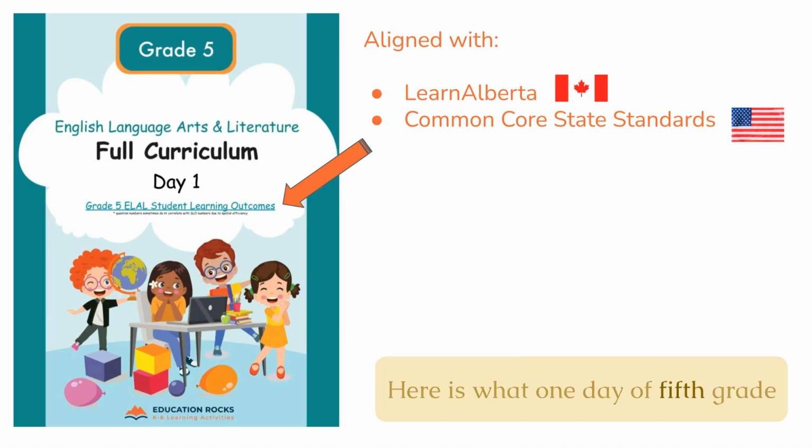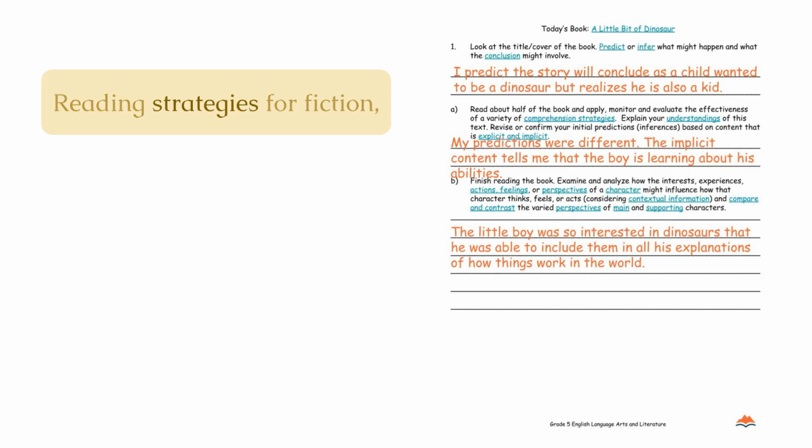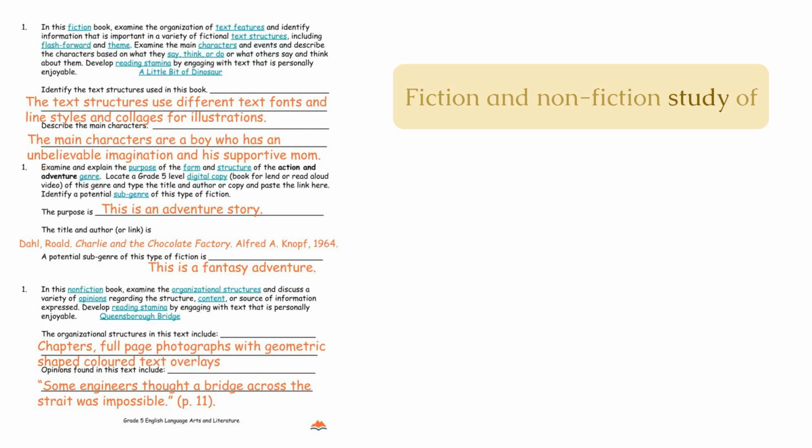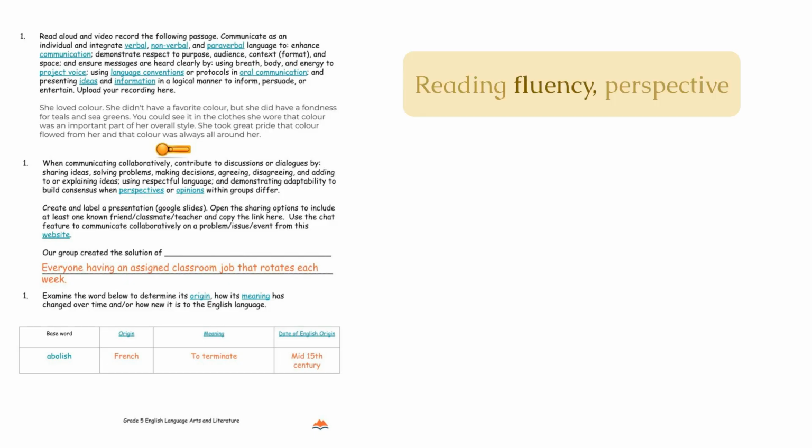Here is what one day of 5th grade ELA full curriculum looks like. Reading strategies for nonfiction, such as predicting and inferring, summarizing, text perspectives, and author background information. Reading strategies for fiction, such as predicting and inferring and analyzing characters, plot, and setting. Fiction and nonfiction study of text features, purpose, form, structure, and subgenres. Figurative language, poetic structures, and indigenous storytelling. Reading fluency, perspective and opinion, and etymology, word origin and meaning.